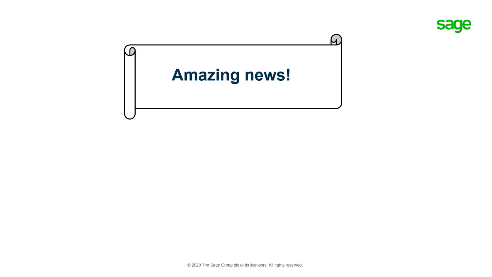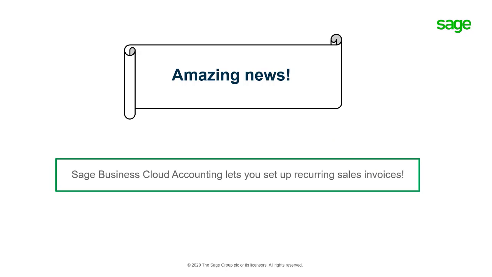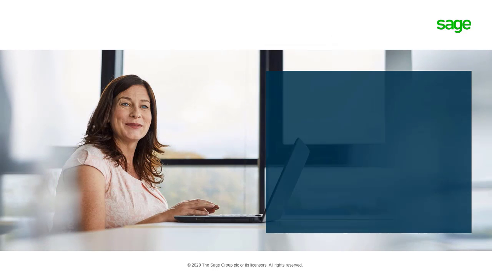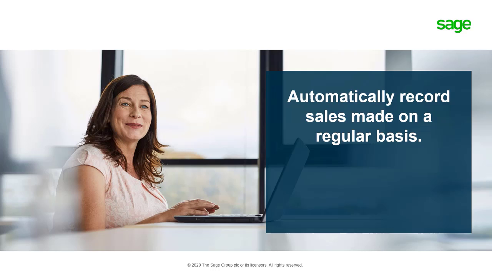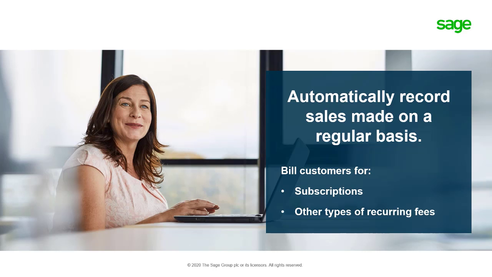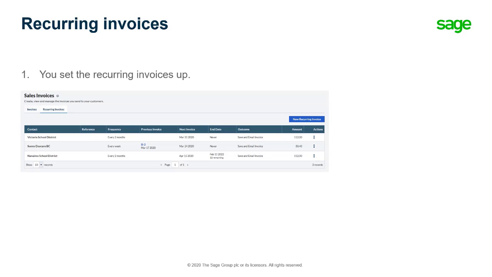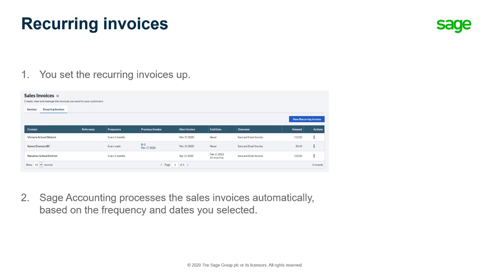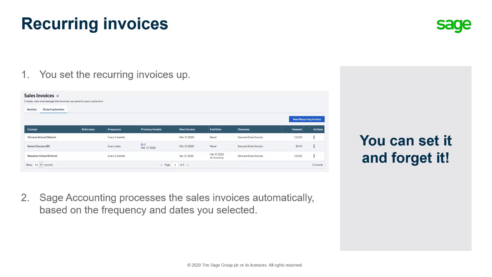We have amazing news. Sage Business Cloud Accounting lets you set up recurring sales invoices. Recurring invoices are used to automatically record sales made on a regular basis. They are particularly useful if you bill customers for subscriptions or for other types of recurring fees. After you set the recurring invoices up, Sage Accounting processes the sales invoices automatically based on the frequency and dates you selected. You can set it and forget it.